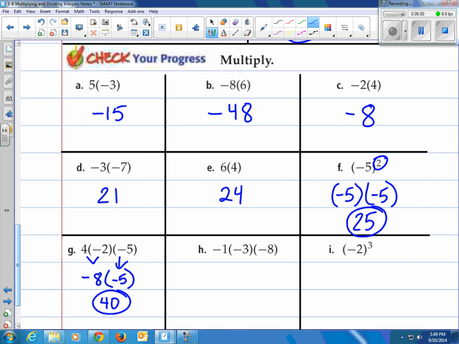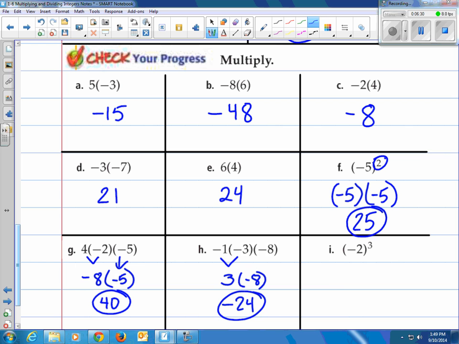Second one, I'll do the associative property again on this one. So we have -1 times -3. 2 negatives make a positive, and 1 times 3 is 3. And then we take the last piece, put it next to it, 3 times -8. That's a positive times a negative, and we have a negative answer. And then 3 times 8 is 24. Answer is -24.